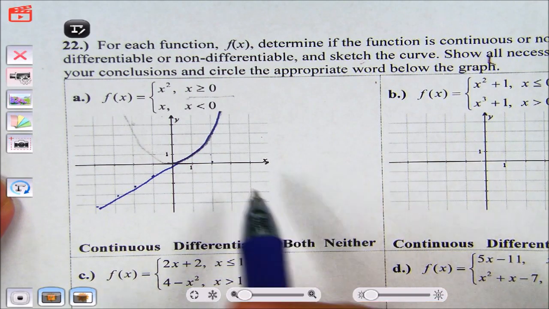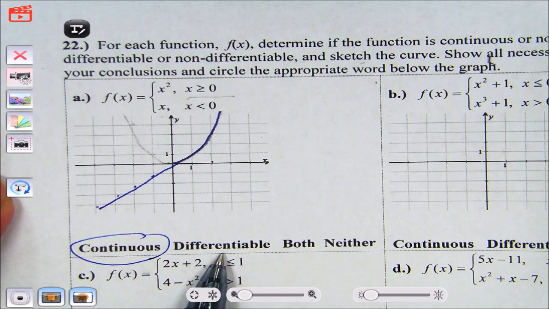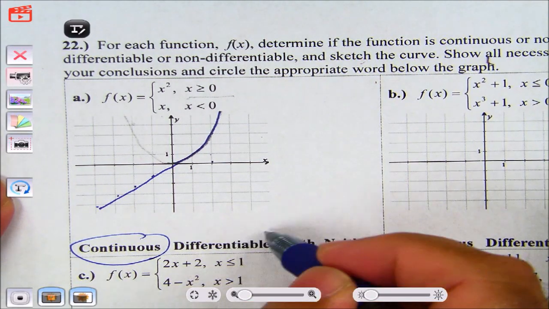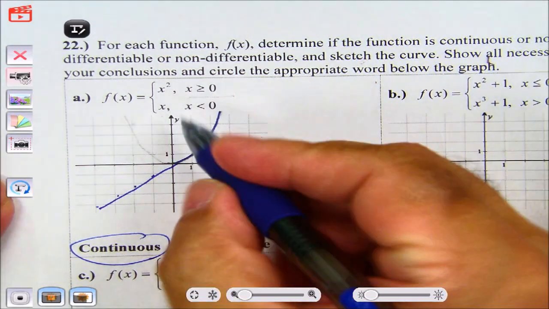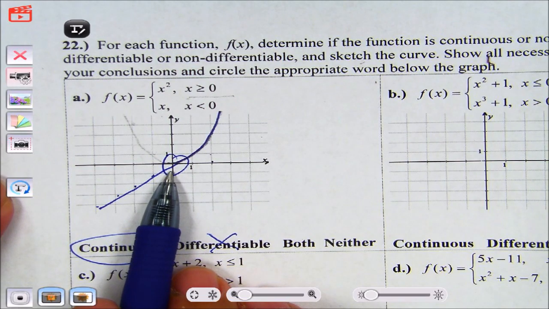Alright. Now, is it continuous? Yes. Now this is the weird question. Is it differentiable? I don't know. No. What does that mean? Okay, so it's not differentiable. Alright, now, we're talking about this point here. The problem is, the way I drew it, it's kind of hard to tell that it's not differentiable. Okay? So let's look at this.